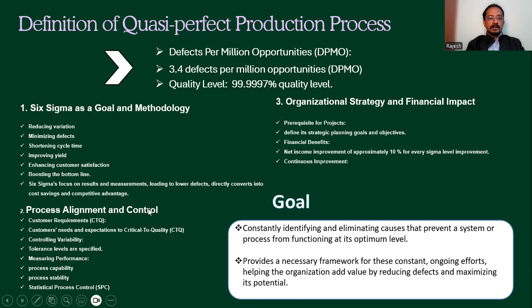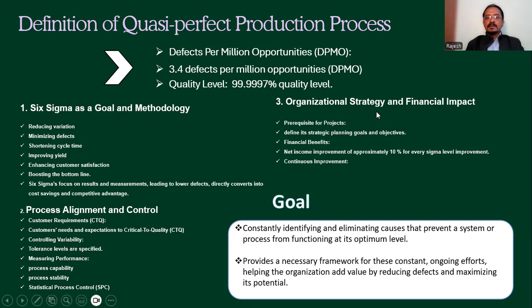And process alignment, here we are going to talk about the CTQ. Based on the customer requirement, we are going to create a CTQ. And then, what are the customer needs and expectations? We are converting that into the CTQ and controlling the variability, as we discussed, and tolerance level. We will fix the tolerance level we are going to accept, and measure the performance, process capability, and then process stability, and SPC. SPC is a very powerful one. We are going to cover it in this, right?